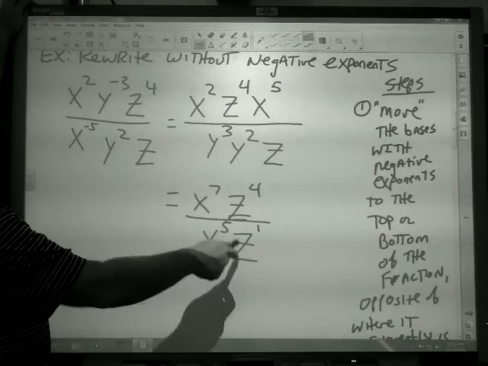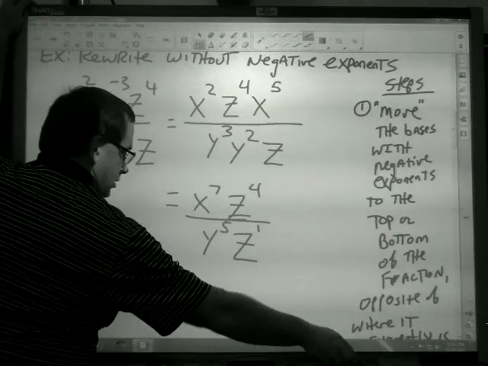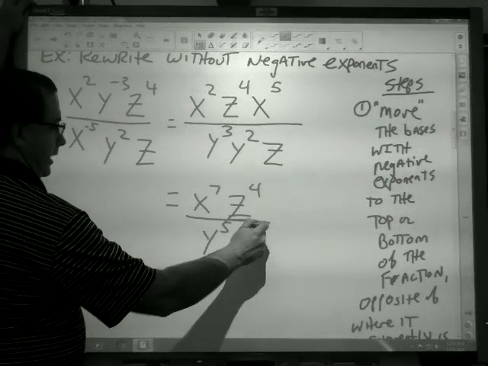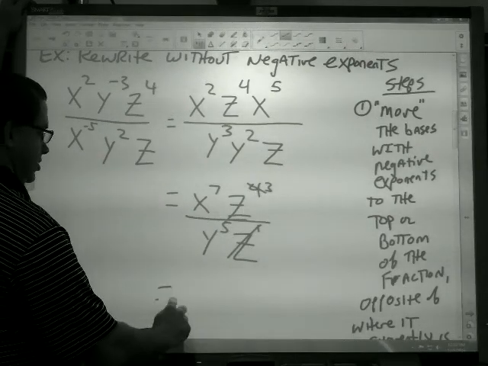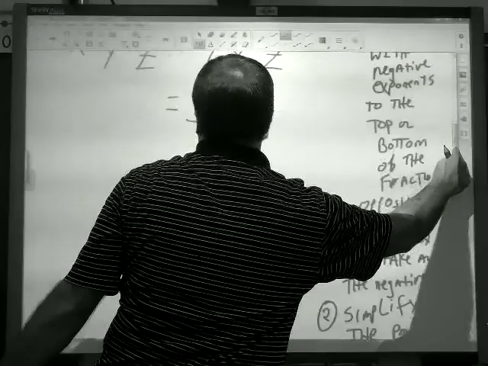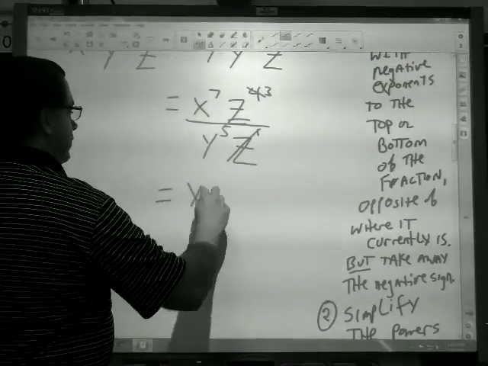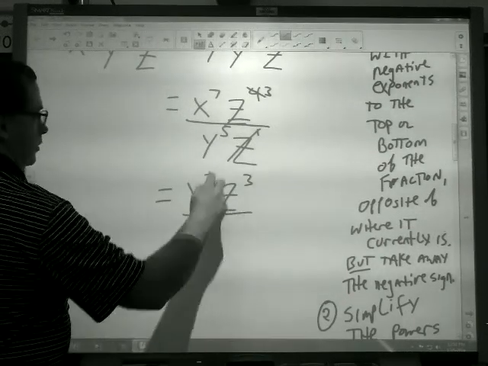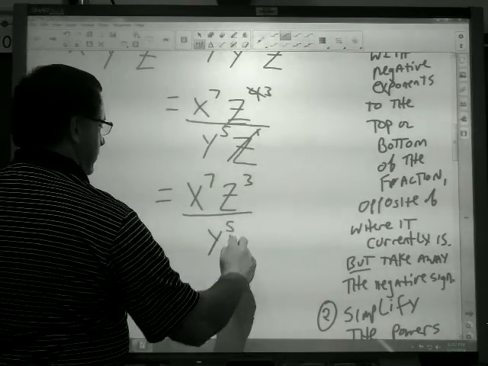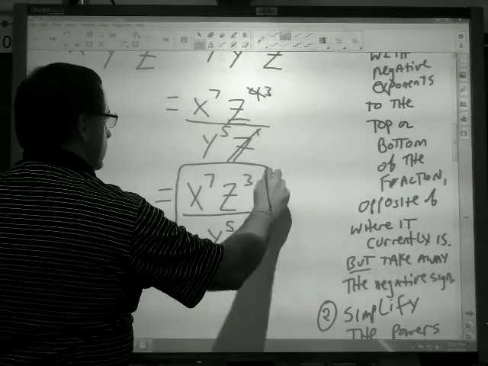Now we can reduce z to the first, z to the fourth. This one's going to get crossed off. This one's going to turn to a 3. So this turns into x to the seventh, z to the third, all over y to the fifth. And that will be the answer.